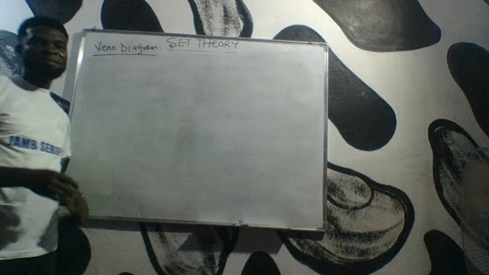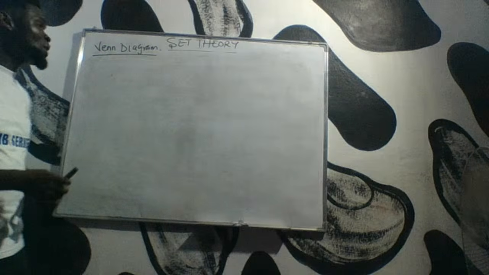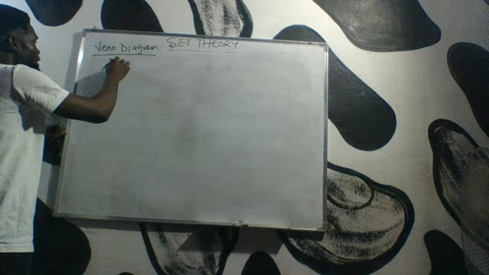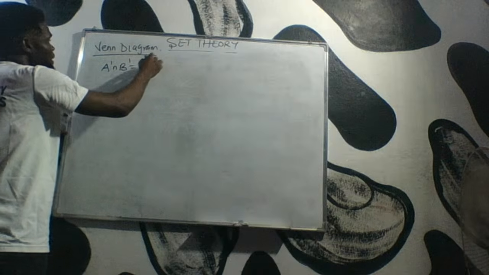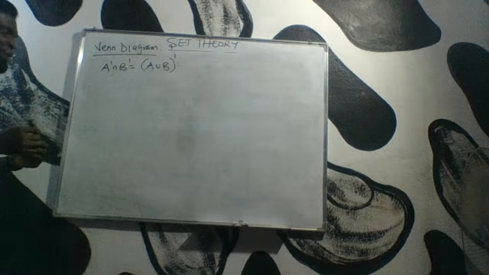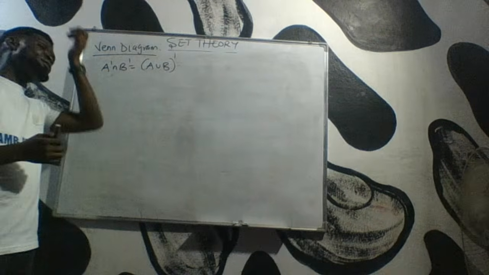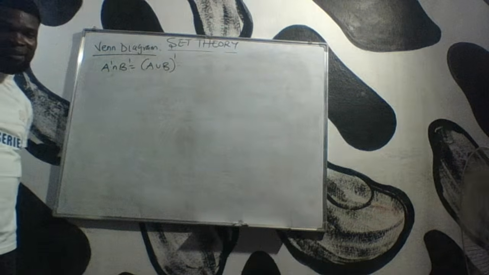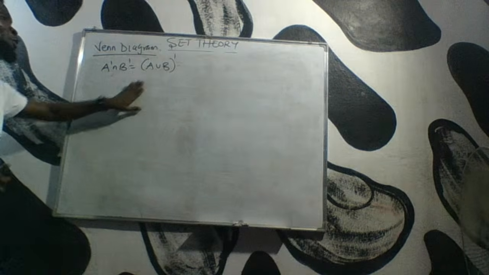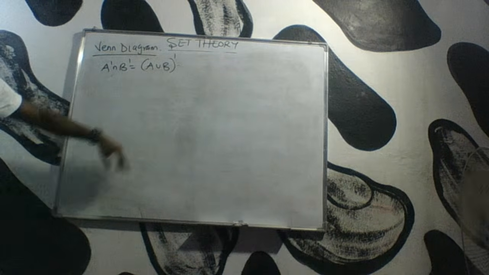Okay. In one of the questions, someone has asked me to prove that A prime intersection B prime is the same thing as A union B all prime. Well, that's De Morgan's law. We are not proving something right now. But however, if you want to verify that, you can just form sets.